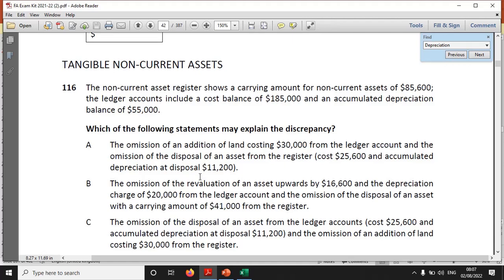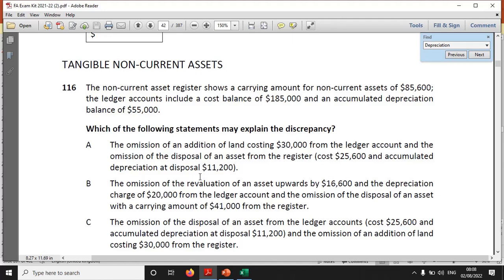Okay, so carrying amount in this case is the same as net book value, which is 85,600. And then what the examiner has done, he has broken down the carrying amount in the ledger accounts in two, and he's saying 185 costs and depreciation of 55. Can we find the difference? What is 185 minus 55? How much are you getting? 130.